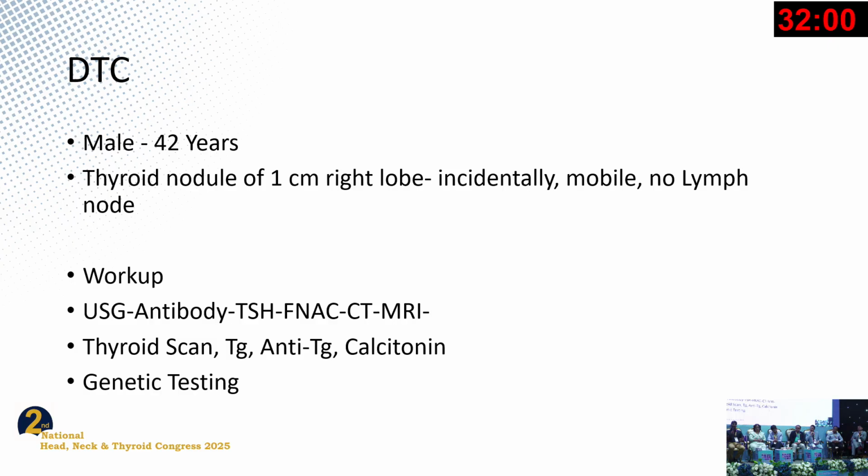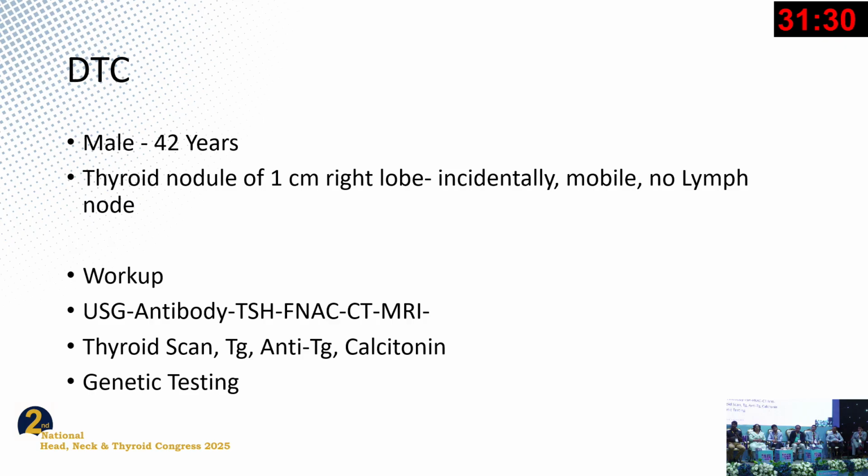Normally the spread is towards the lateral compartment. Level 4 and level 3 are the first nodes to be involved. And if it is located medially, then the chances of a central compartment node, level 6 nodes, being involved are higher. The size criterion according to the guidelines is 8 to 10 mm. But irrespective of size, if they have microcalcification, or have lost their architecture and become rounded, then we call it a suspicious node, and FNAC is recommended for those nodes.